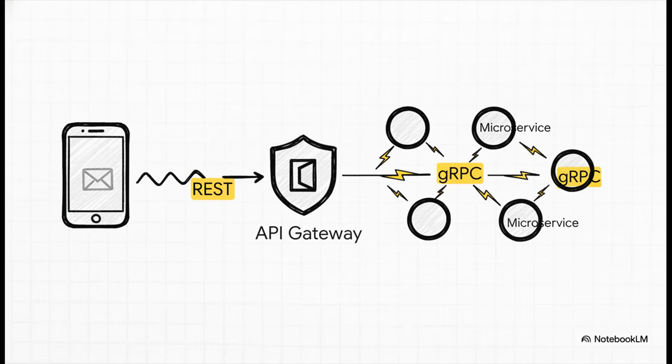So here's the secret, and this is what real-world systems do. You don't have to choose just one. You use both. Our API gateway, the bouncer, talks to the outside world using friendly, understandable REST. But once a request is inside, all the internal services talk to each other using lightning-fast gRPC.